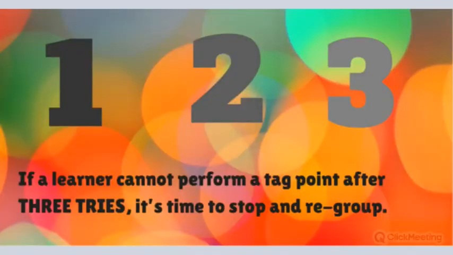There are sort of two TAGteach rules, or I'm not sure if they're rules, guidelines that we have. One of them is the 3-try rule. So if a learner can't perform a tag point after 3 tries, then it's time to stop and regroup, break the skill down further and make it easier.